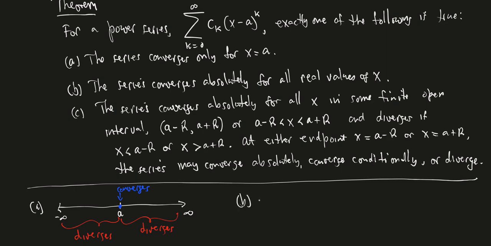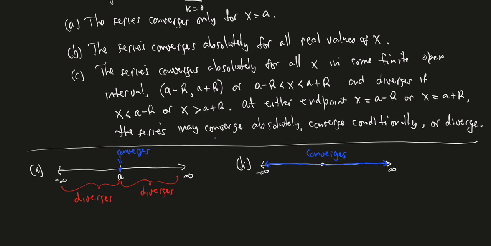For part B, this is the best you could hope for. So you have your real line again going from negative infinity to positive infinity. You do have your center, but now the series converges for all values of x there. So it converges for all values of x.